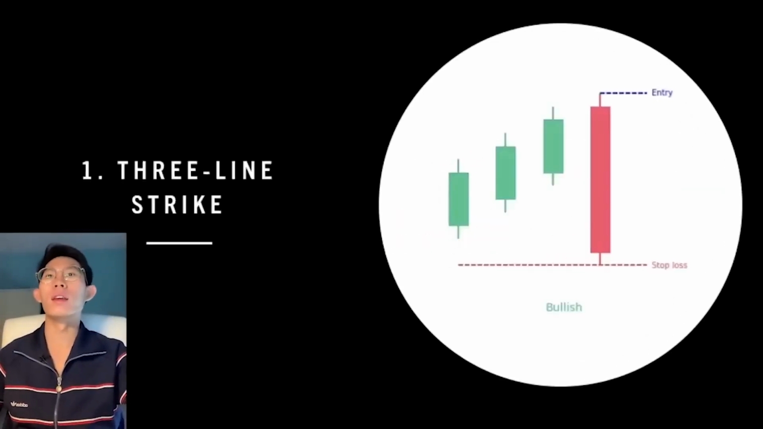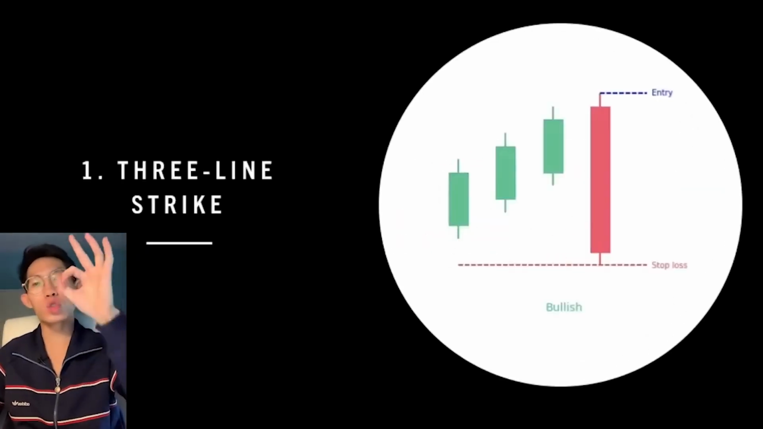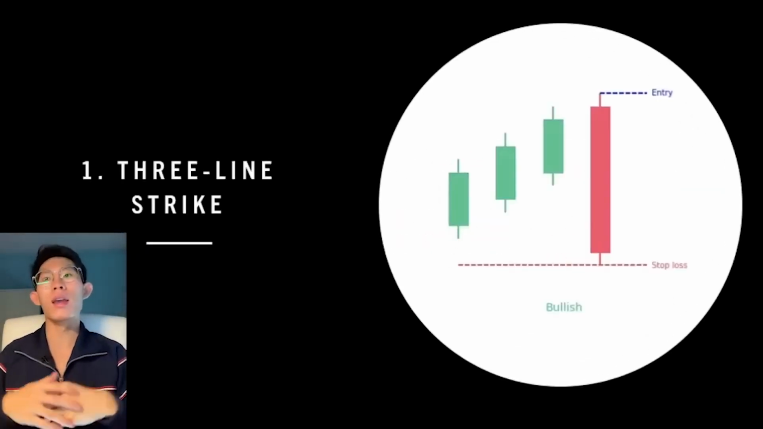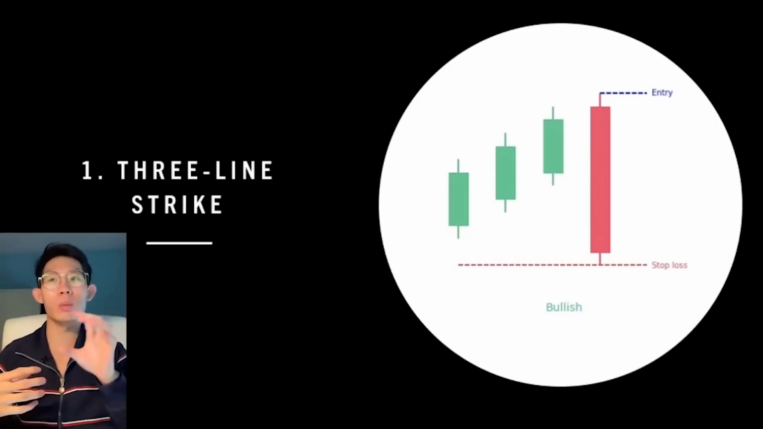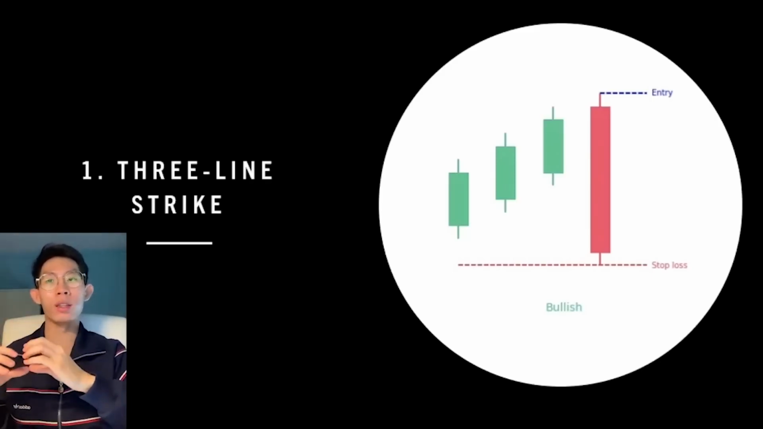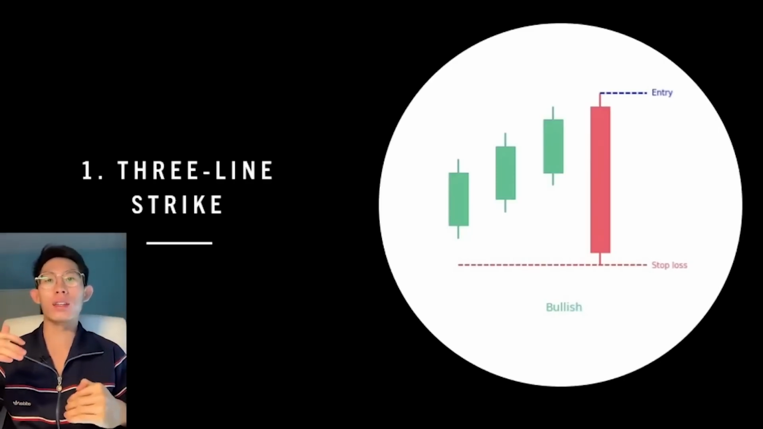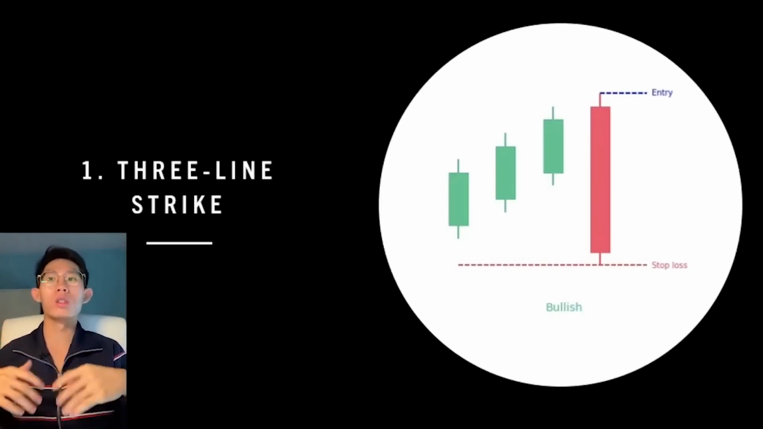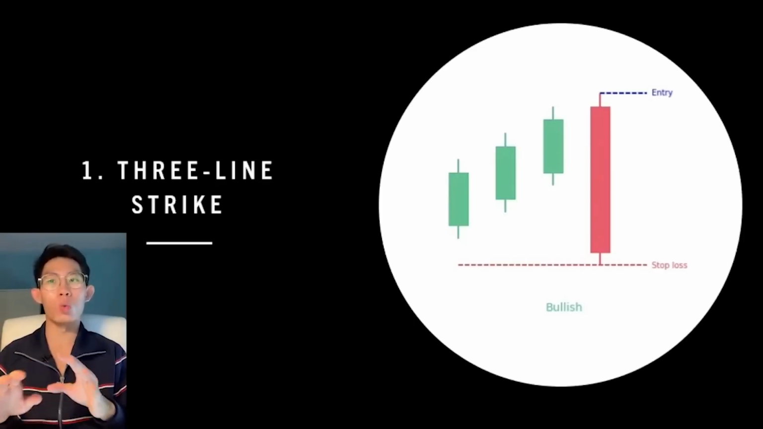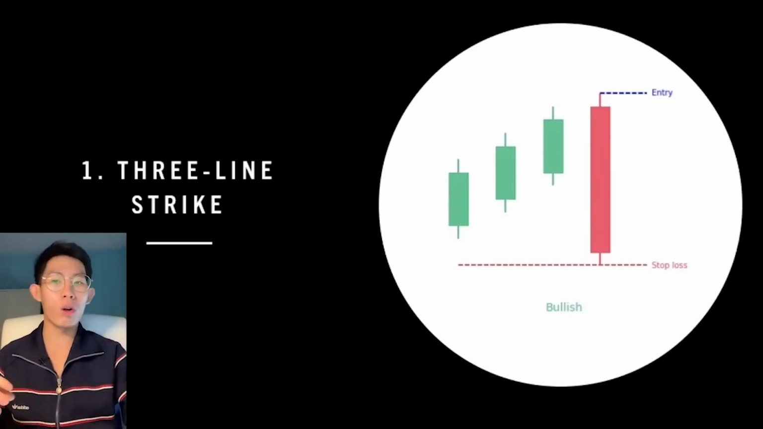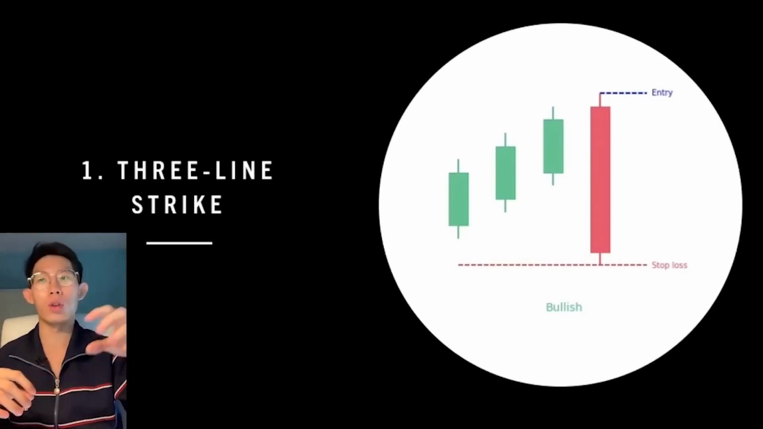Number 1 is your 3-line strike candlestick pattern. The 3-line strike candlestick pattern is basically 3 subsequent candles in a certain direction and then an engulfing candle in the opposite direction. This candlestick pattern does not work 100% of the time, so make sure you watch out for other confluences before you enter the trade.